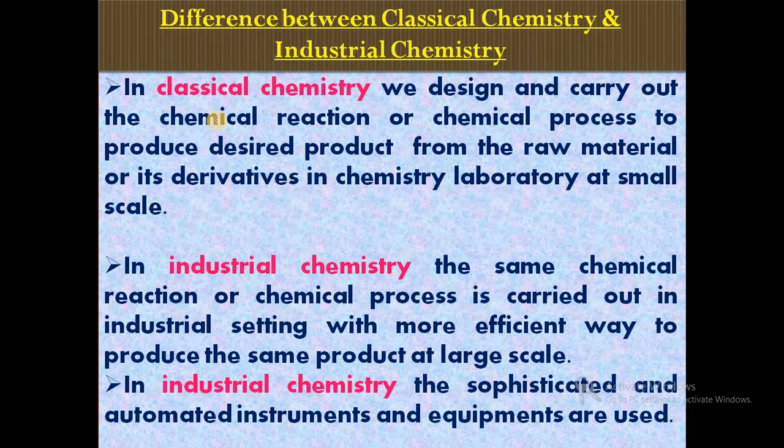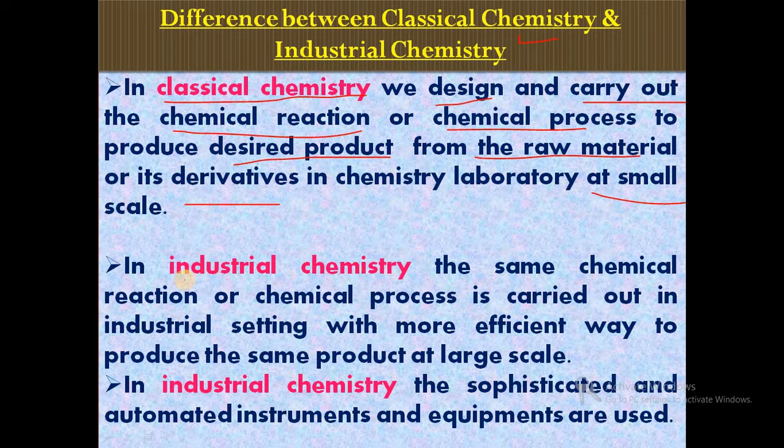Then we will see the details about the difference between classical chemistry and industrial chemistry. In classical chemistry, we design and carry out a chemical reaction or chemical process to produce the desired product from the raw material or its derivative in the chemistry laboratory at small scale. That is, small scale production or small scale reactions are carried out in the chemistry laboratory. This type of chemistry is called classical chemistry.